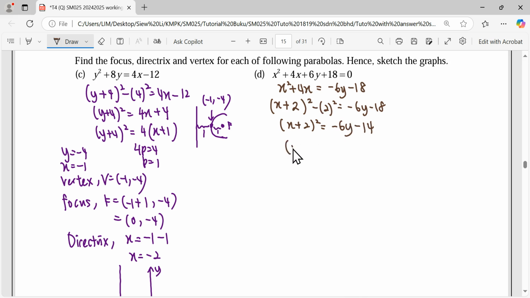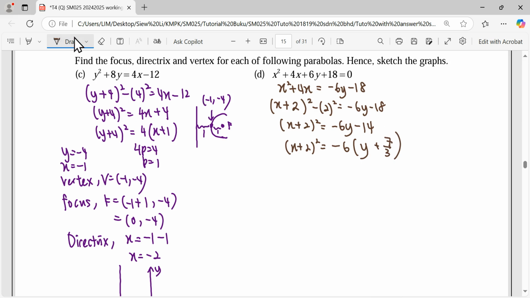After we finish the left hand side in the bracket, now we need to do the factorization at the right hand side. For the right hand side, the coefficient of y here is to be factorized out. When negative 6 is factorized out from negative 14, this is negative 14 divided by negative 6, so it gives you positive 7 over 3.